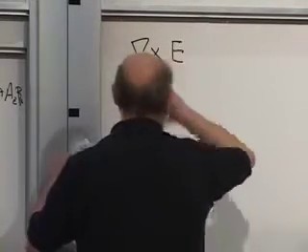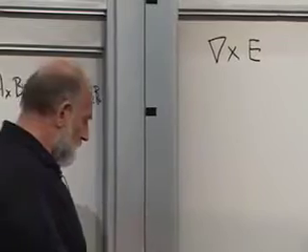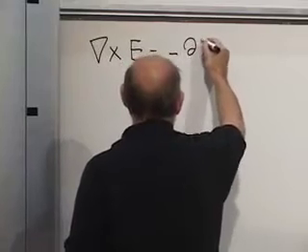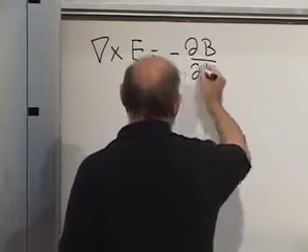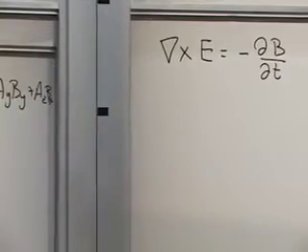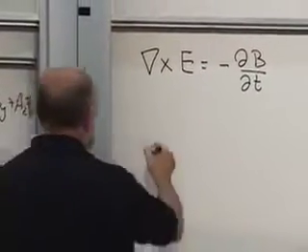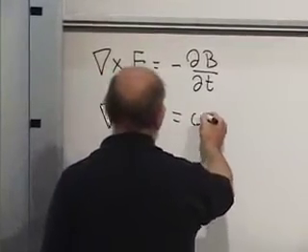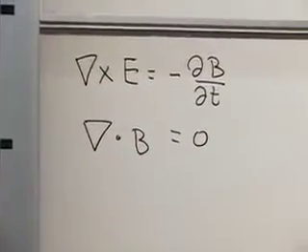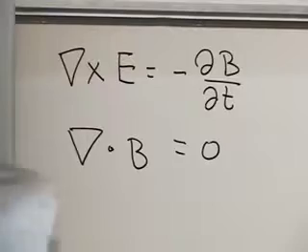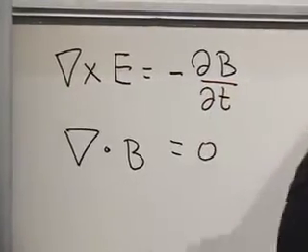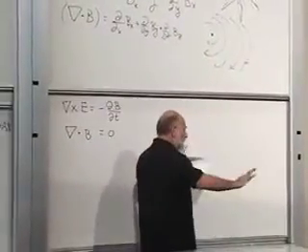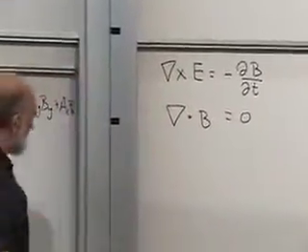Curl of the electric field. You have the electric field, you construct its curl, is equal to minus the time derivative of the magnetic field. That's Maxwell equation number 1. Maxwell equation number 2, divergence of the magnetic field is equal to 0. All that says is that the magnetic field doesn't have any sources in the same sense that the electric field does. It doesn't emanate out from a point. It tends to wind around things.